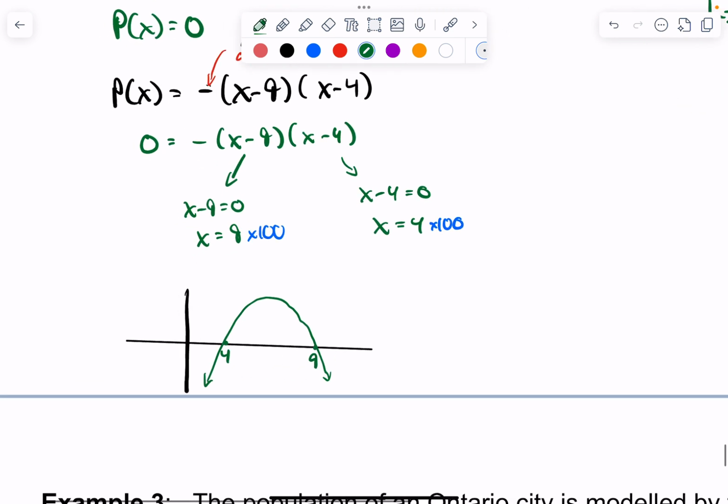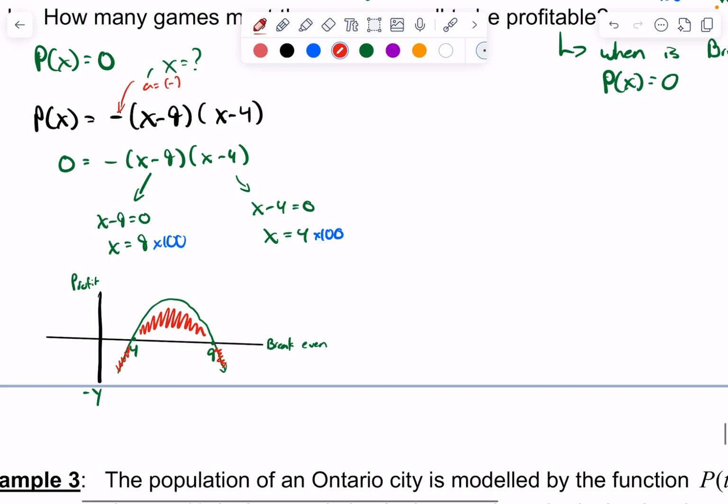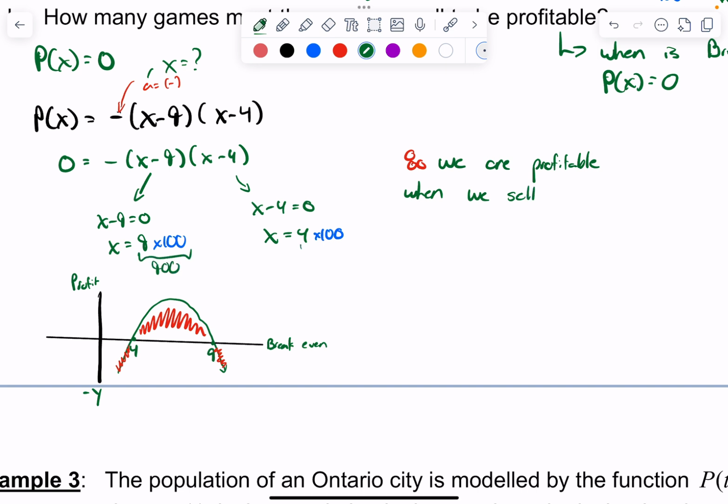So if you're measuring profit, and this line represents your break-even, and here is the negative y-axis, well, all of this portion, when you're less than 4 games, you're at negative profit. When you're greater than 9 games, you're also at negative profit. So you're in profit between here and here. Therefore, we are profitable when we sell, and again, take this and multiply by 100. So this is 900 and 400. So when we sell 400 to 900 games, we'll be profitable.